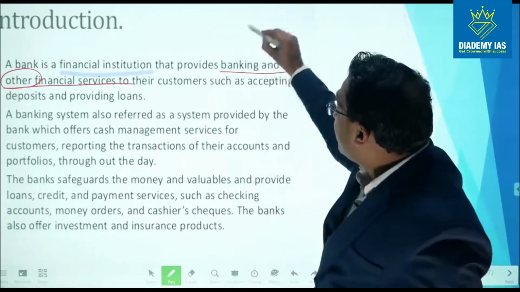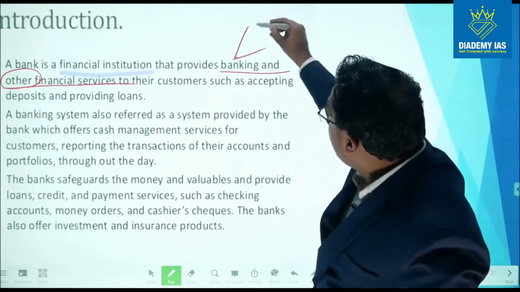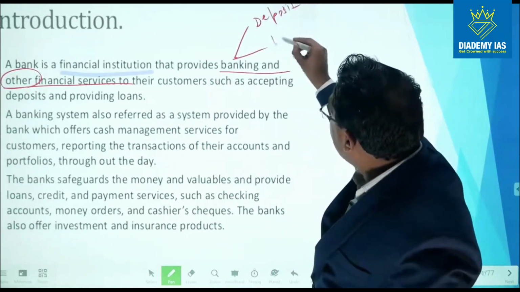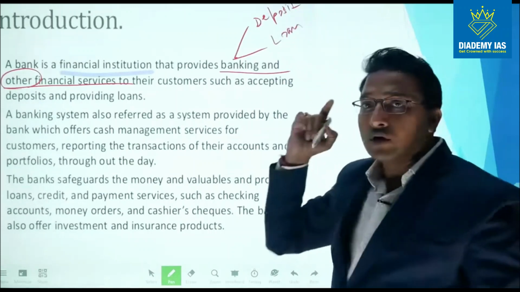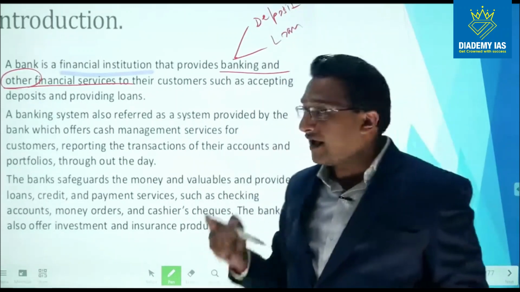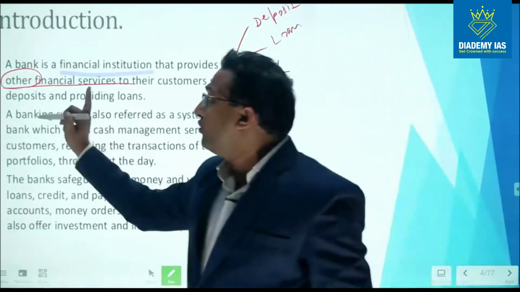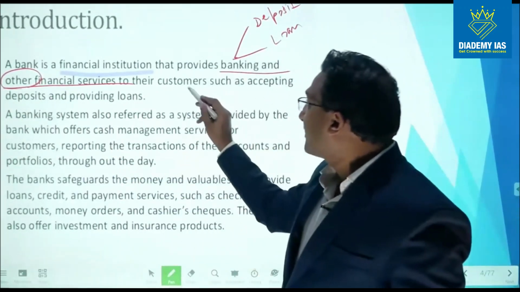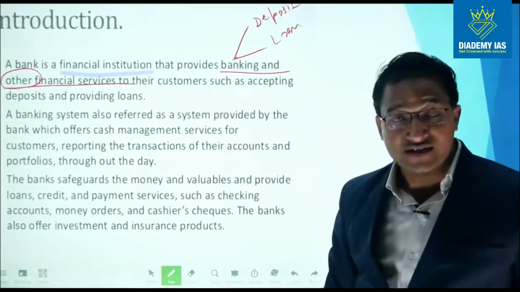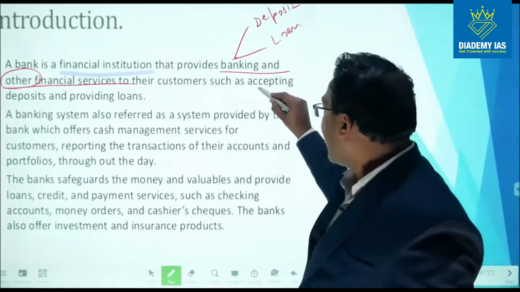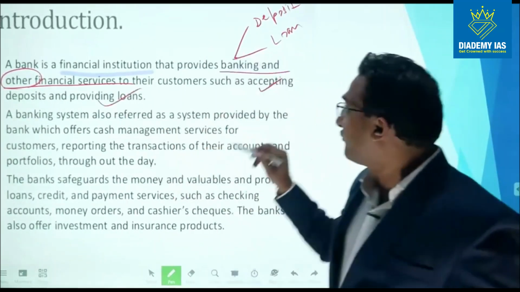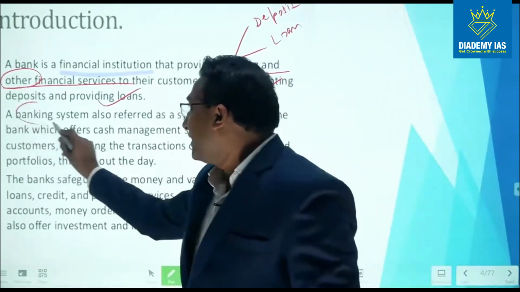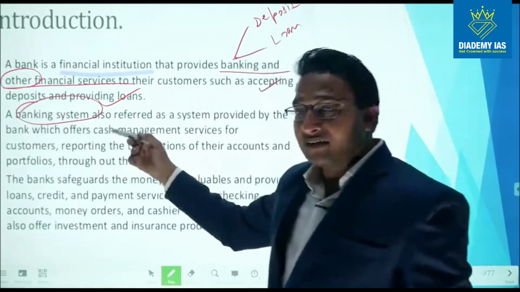Strictly, banking services means the deposit and loan. They are the two core activities, right, as part of the banking system. And now the bank is also providing other financial services to their customers, such as accepting deposits and providing loans. So accepting deposits and providing loans is part of the banking activity. A banking system, right? So this is about the banking system.